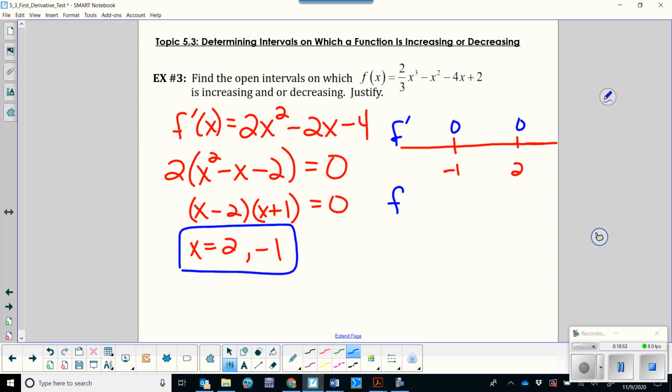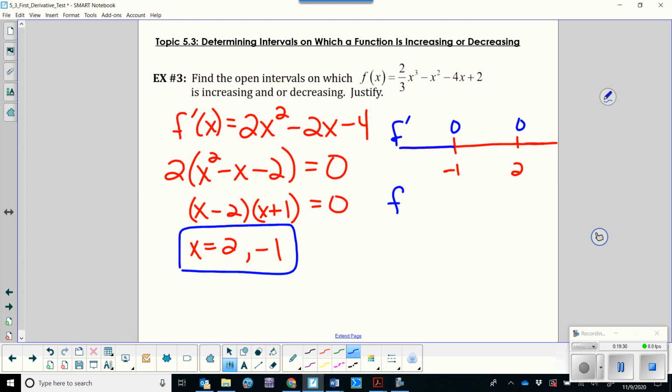So I put zeros up there. If it was undefined, I would just put UND right there. So this graph cannot change from positive to negative or negative to positive unless it goes through -1 or 2. So all I have to do is pick any number in this interval over here and test it and find out if it's positive or negative, because all the numbers in that interval have to be positive or negative for f prime. So we're not plugging into f. This is for f prime.